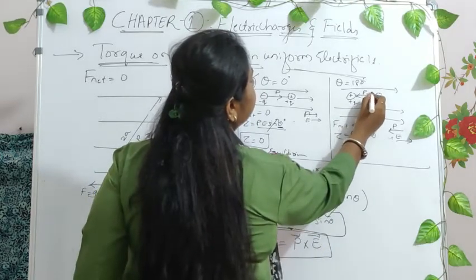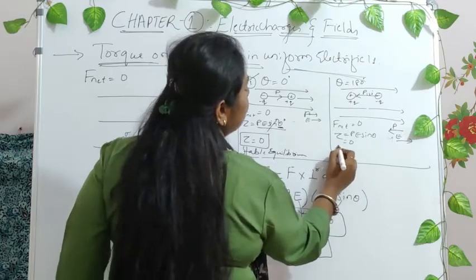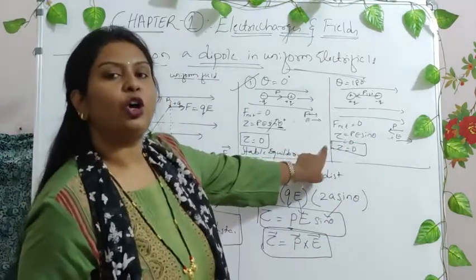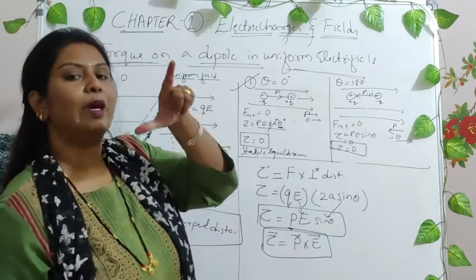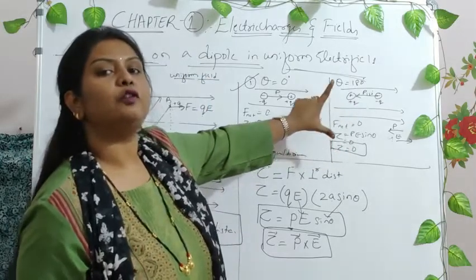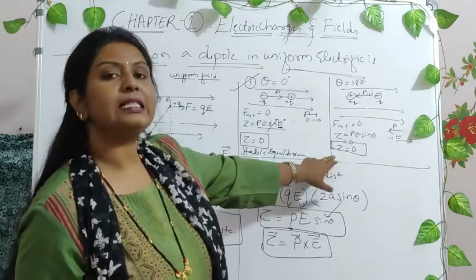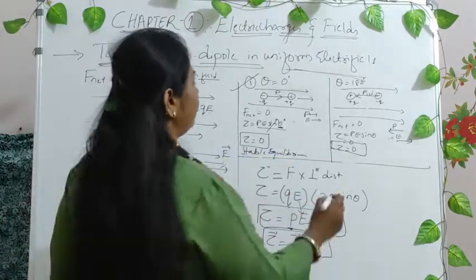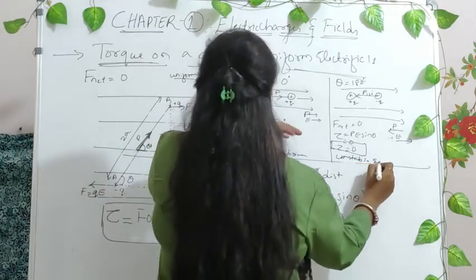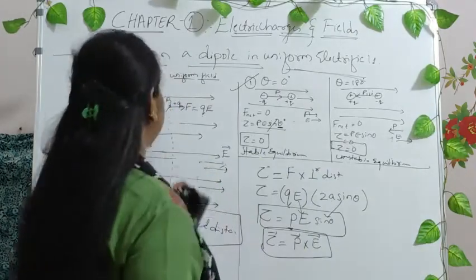What is the theta now here? It is 180 degrees, right? Now 180 degrees, so you put 180 degrees, then again it is 0. So tau will also be equal to 0, right? Now the torque experienced by the dipole when the dipole is making an angle of 180 degrees when kept in a uniform field is called unstable equilibrium, right? Now this condition is called unstable equilibrium, right?